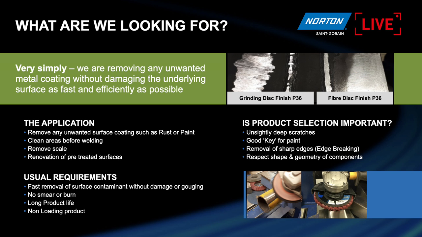Next slide, please, Martin. So what are we looking for with this kind of application? As it says here, it's really simple. It's just taking off any unwanted layer off the material. I mean, especially with carbon steel. Once you have some carbon steel such as we have here with rust and corrosion, you need to remove that, and you need to then reapply another protective layer on there.